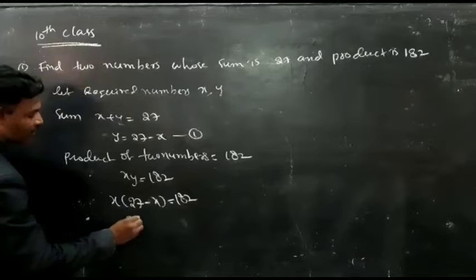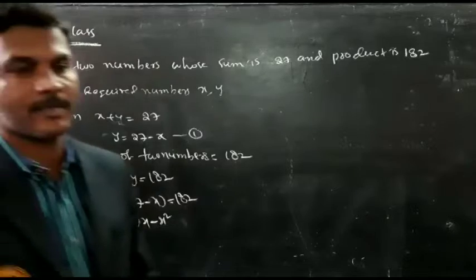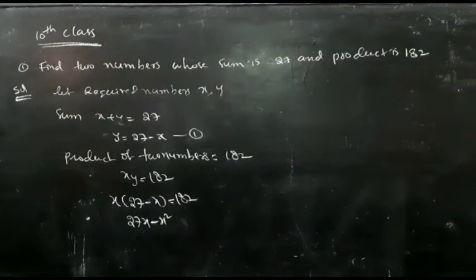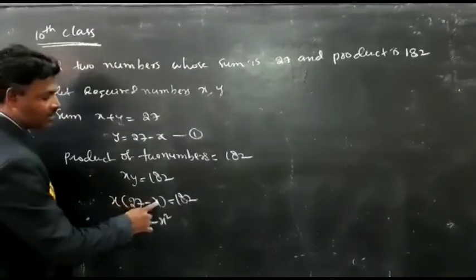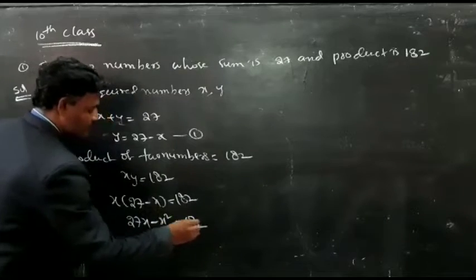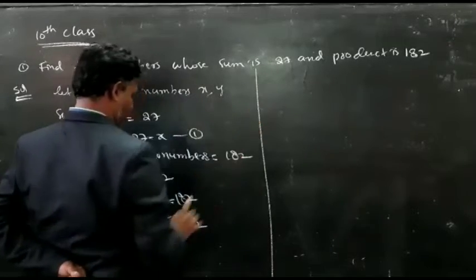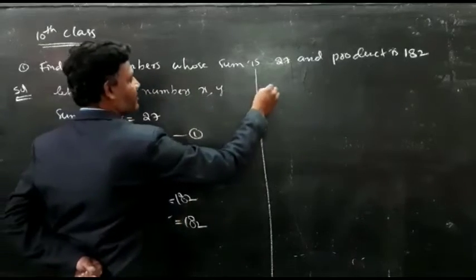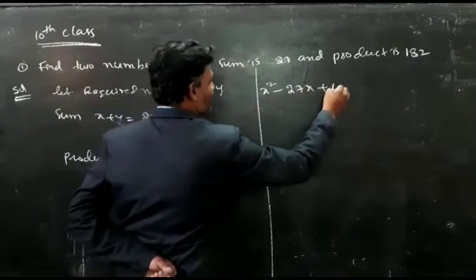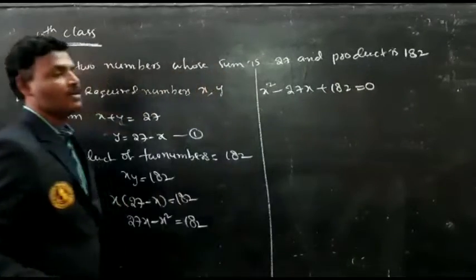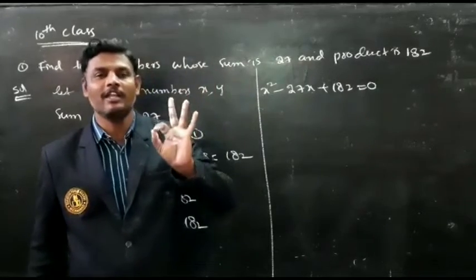It is 27 into x, 27x, minus x into x, x square. So 27x minus x square is equal to 182. Minus x square we can write as plus x square, and plus 27x we can write as minus 27x, plus 182 is equal to 0. So x square minus 27x plus 182 is equal to 0. It is a quadratic equation.